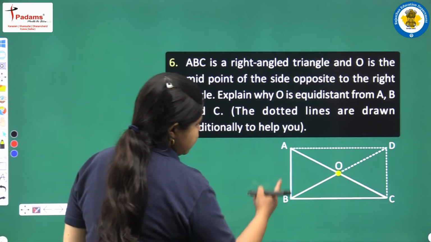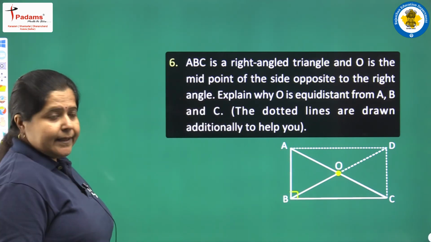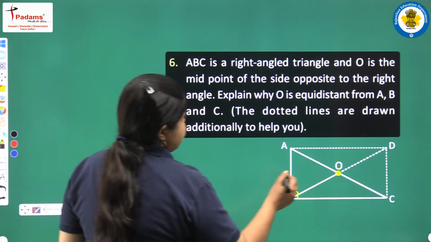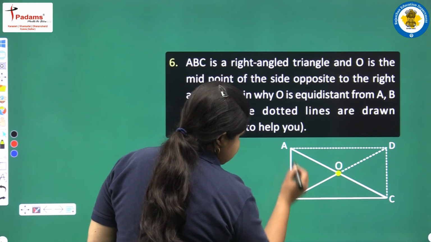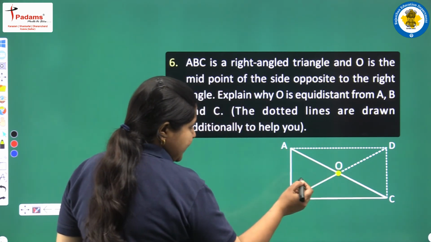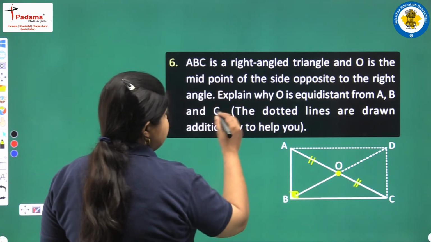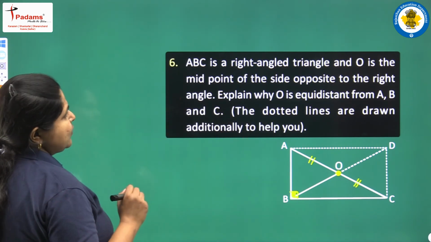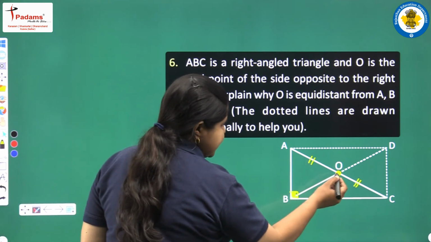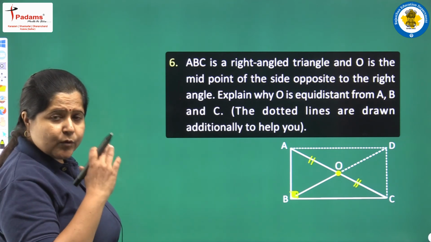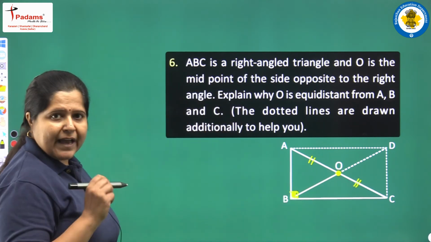ABC is a right angled triangle. This figure with solid lines ABC is right angled at B and O is the midpoint of the side opposite to the right angle. The side opposite to B is AC and O is its midpoint. Midpoint means AO and OC, these two parts, are equal. Then explain why O is equidistant from A, B and C. We have to examine whether this O is at equal distances from A, B and C.